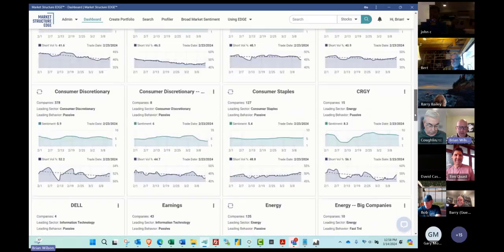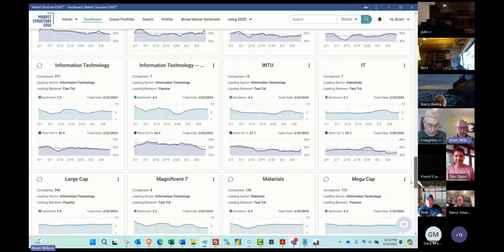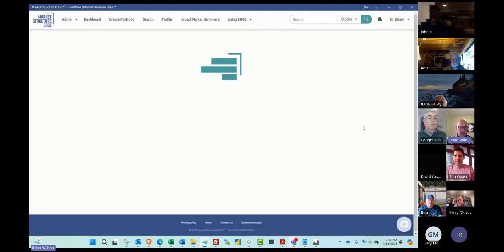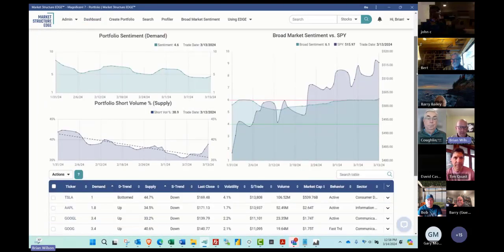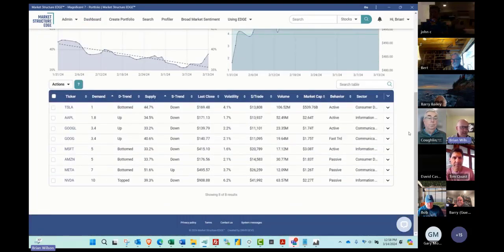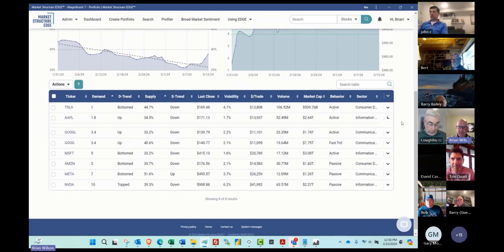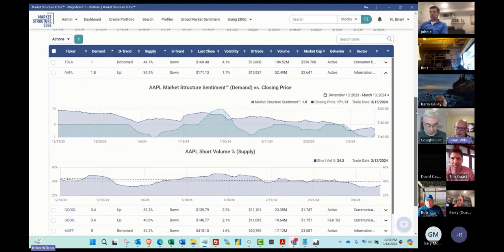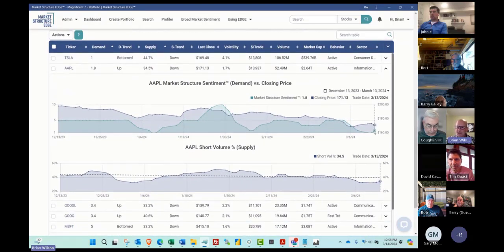One area that I will do, and I just have a special portfolio that I just dropped the Magnificent Seven in. Since these names are so liquid, I will typically go and just check these every day for supply demand characteristics. So if you look at, take for example, Apple right now, sentiment low 1.8. But if you look at what Apple is doing, kind of a little bit of divergence. Demand is just starting to sneak higher. Short volumes are still relatively low.